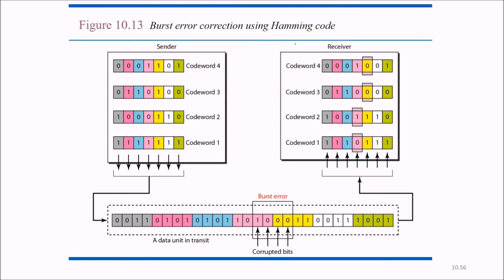So burst error correction using Hamming code, how it can be corrected. These are various code words. This is a data unit in transit, whole data. Here you have a burst error. So now the receiver can receive it and you can correct the burst error. So this is the first part. We'll be taking one more section of this.